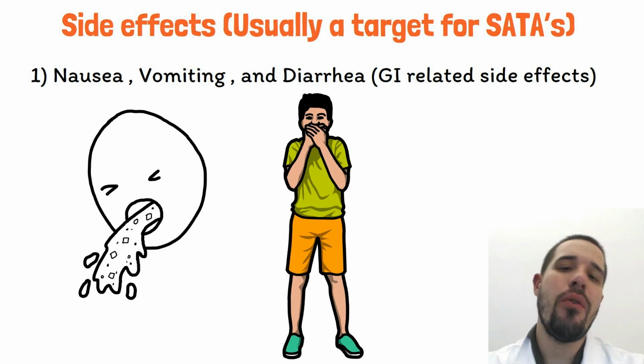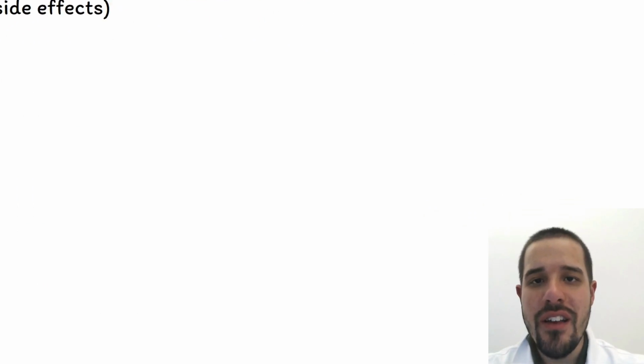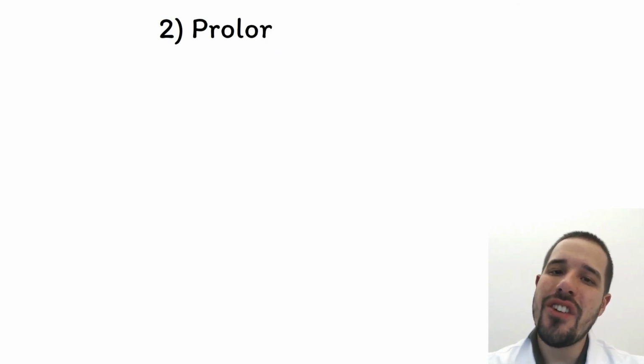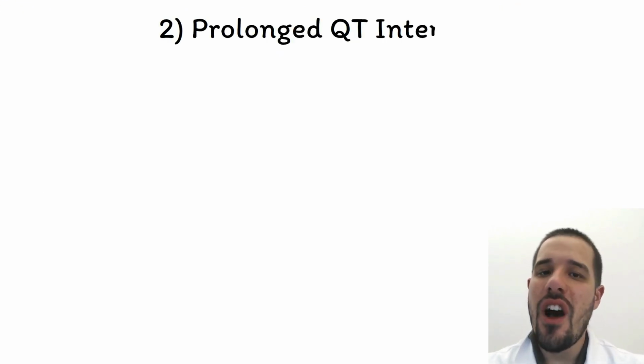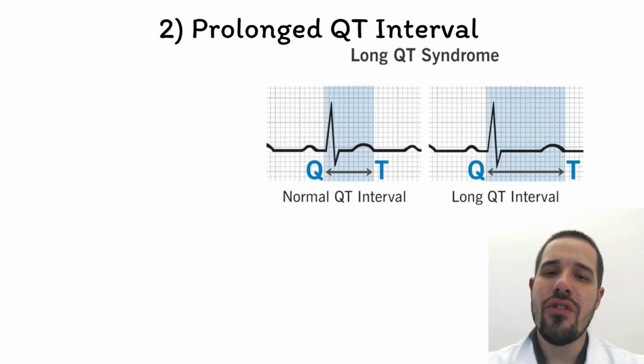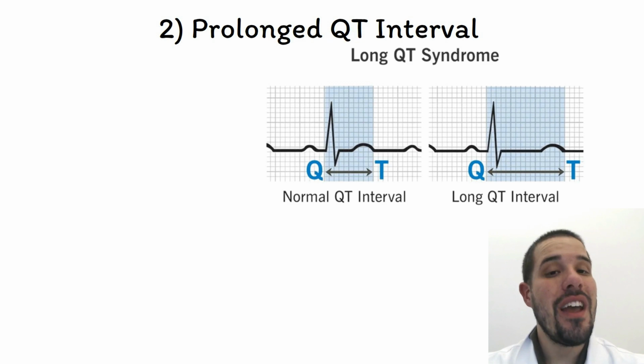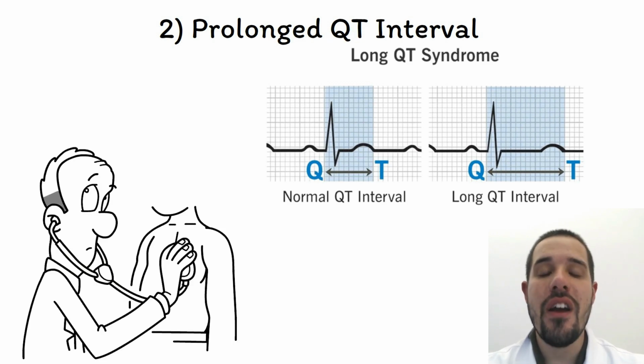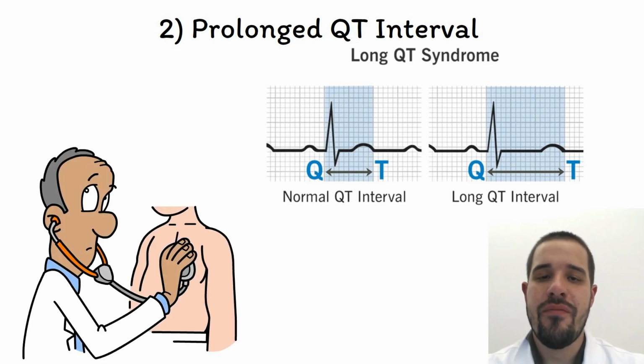Secondly, and I want you to bold this one and underline it, macrolides can potentially cause prolongation of the QT interval. This is a change in the electrical conduction of the cardiac system and is something that needs to be monitored very, very closely.